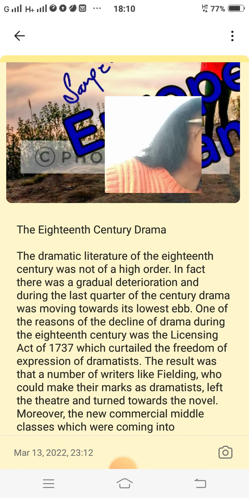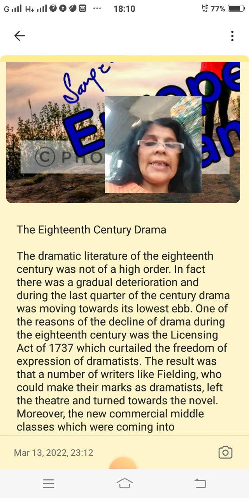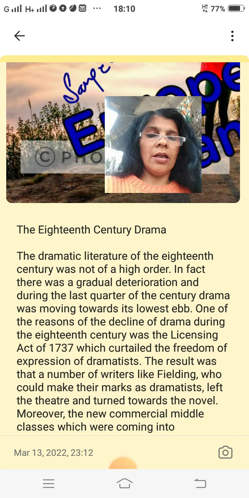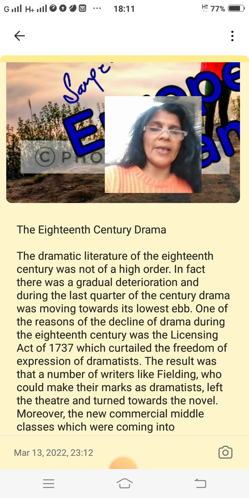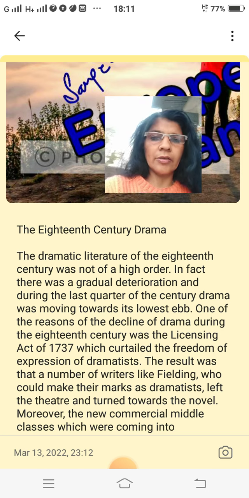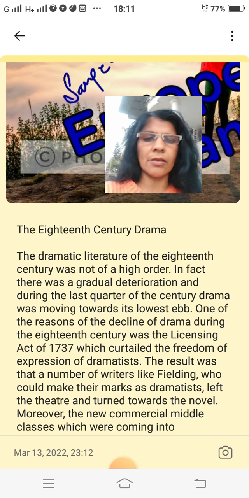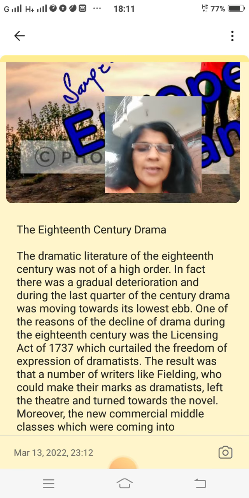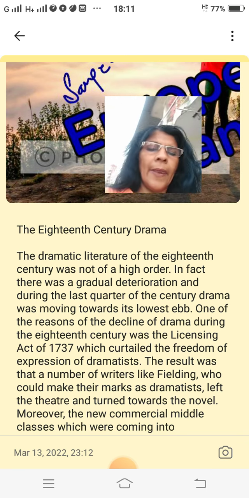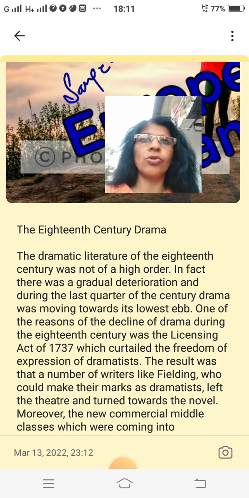This is the 18th century drama, MA first semester. This is the syllabus of MA first semester. The 18th century drama, paper 2.